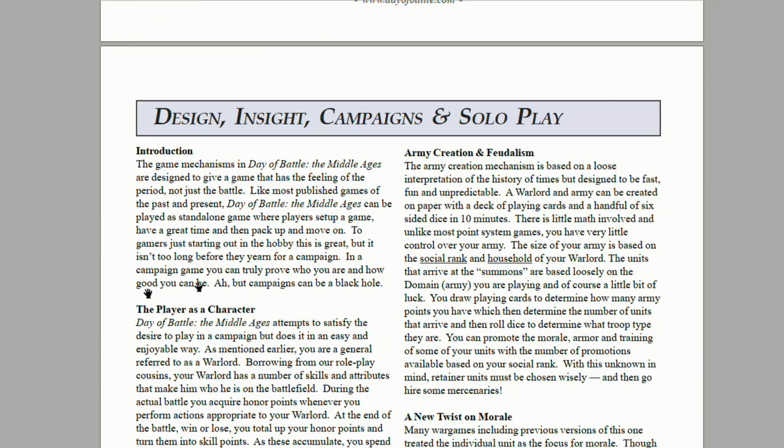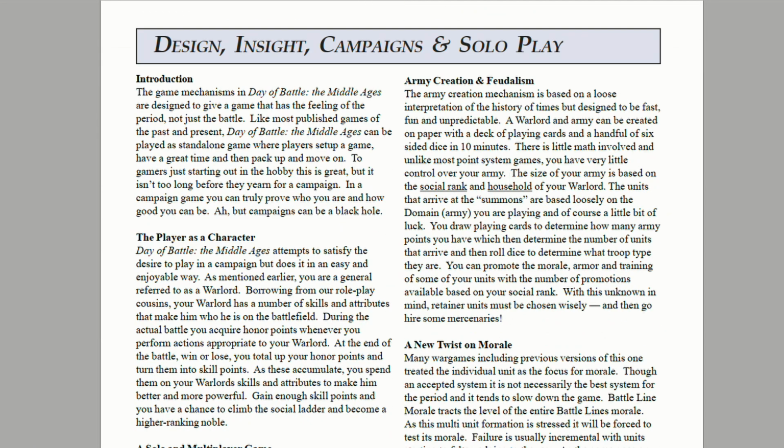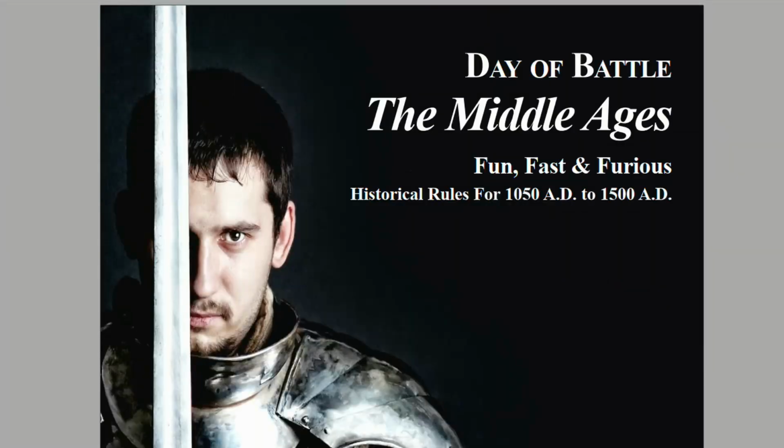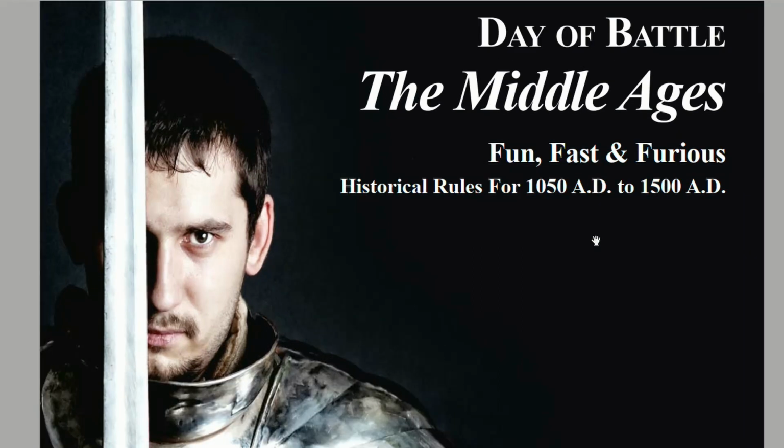And here is design, inside, campaign, and solo play. Some ideas from the designer. So guys, this was Day of Battle. I hope I've explained the rules as best I could. I hope you understood the innovation. I love this weapon of choice. I love these outcome moves that have severities, and depending on the outcome, you can absorb the hits, or you can strategically decide you're going to retreat, or you're going to absorb hits. Very, very interesting, very innovative.